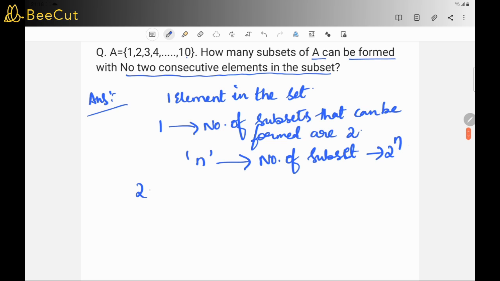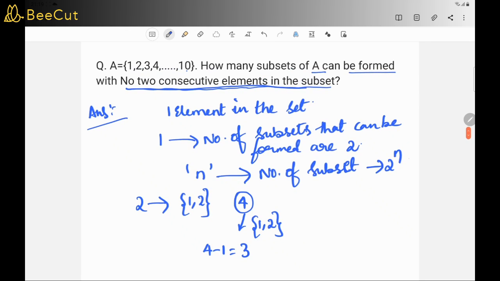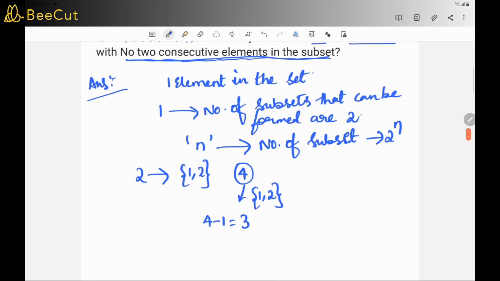Now had there been two elements in the set, say 1 and 2, this is the set. The number of subsets that can be formed is 4, because 2 to the power 2. Now out of these 4 subsets, one of the subsets would be the set itself, that is 1 comma 2. So we have to subtract it, because the question says that no two consecutive elements should be there in the subset. So I have subtracted that 1 from the total number of subsets. So there will be 3 subsets.